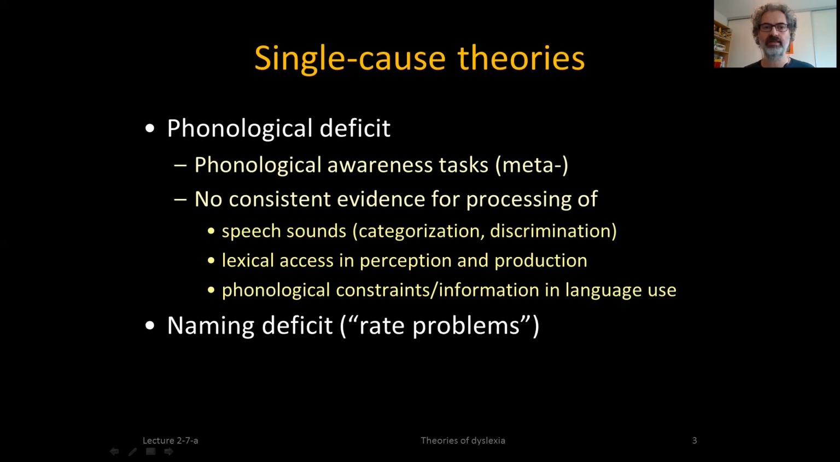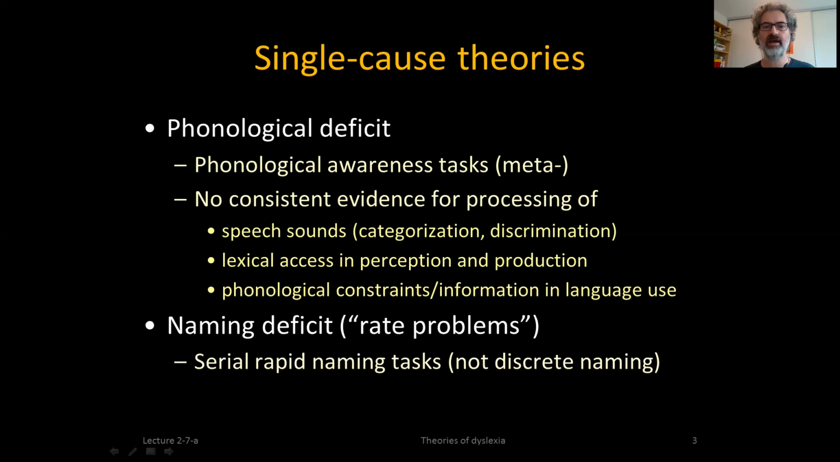Another approach to explaining reading problems has been the so-called naming deficit. The naming deficit is supposed to concern rate problems, so problems in processing things with sufficiently high rate. And all we have about the so-called naming deficits is evidence for poor performance in serial naming tasks, the RAN tasks, that are associated with reading development, especially reading fluency and with reading difficulties.